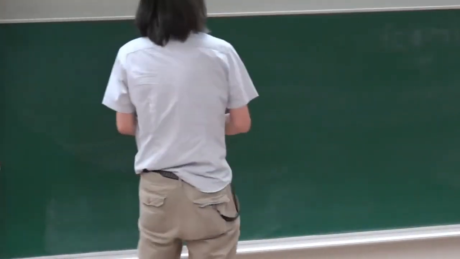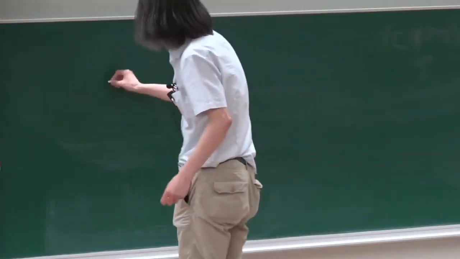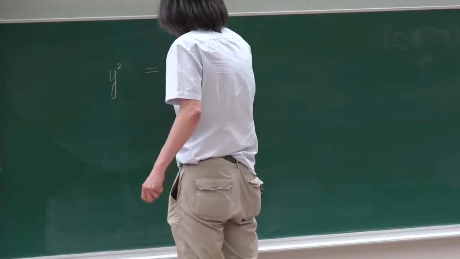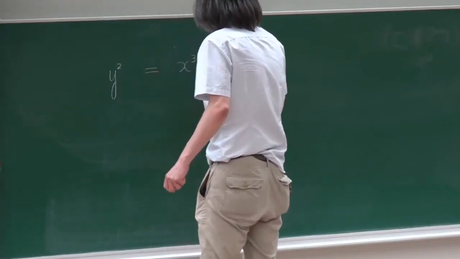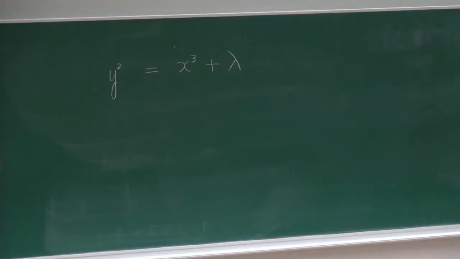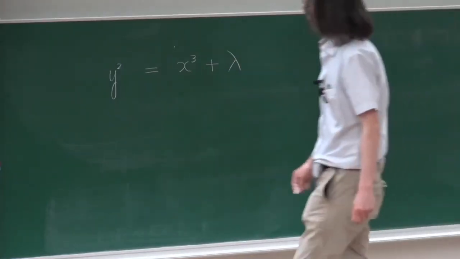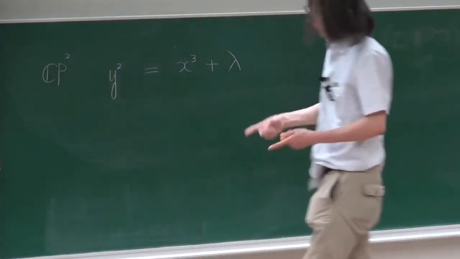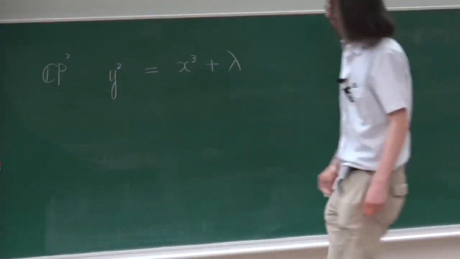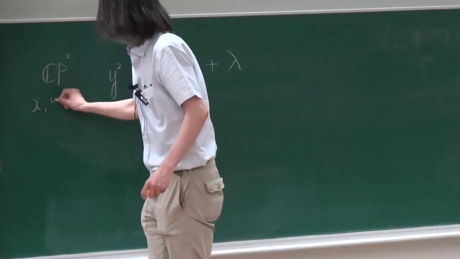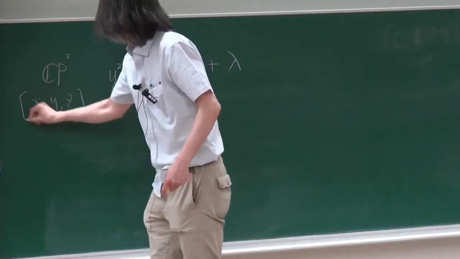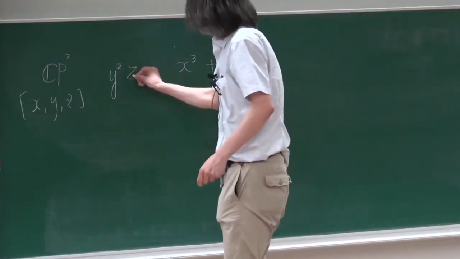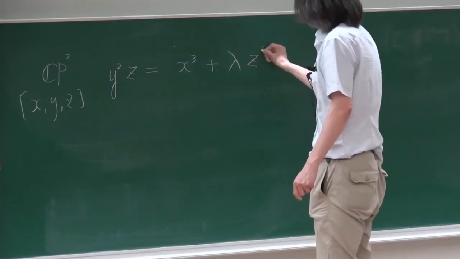So, for instance, if you have this very nice picture like y squared is equal to x cubed plus lambda, right? In CP2, maybe I have to add a homogeneous coordinate like x, y, z, right? And then I should make it a homogeneous cubic polynomial, so therefore maybe I put z here, and here maybe I put z cubed, okay?